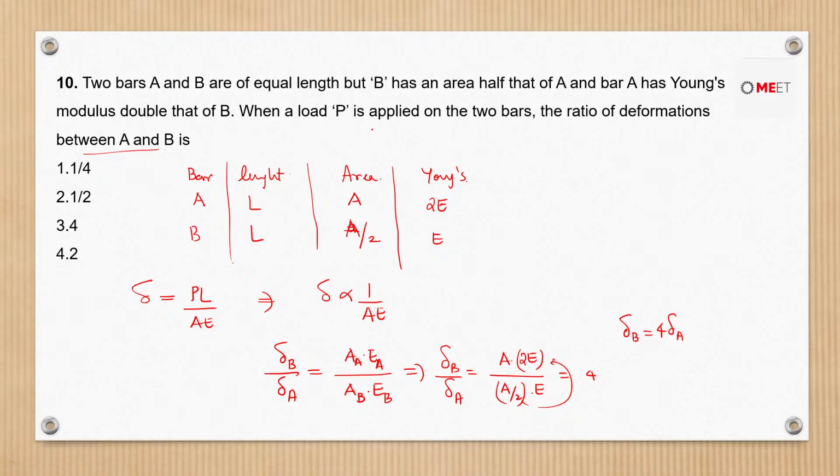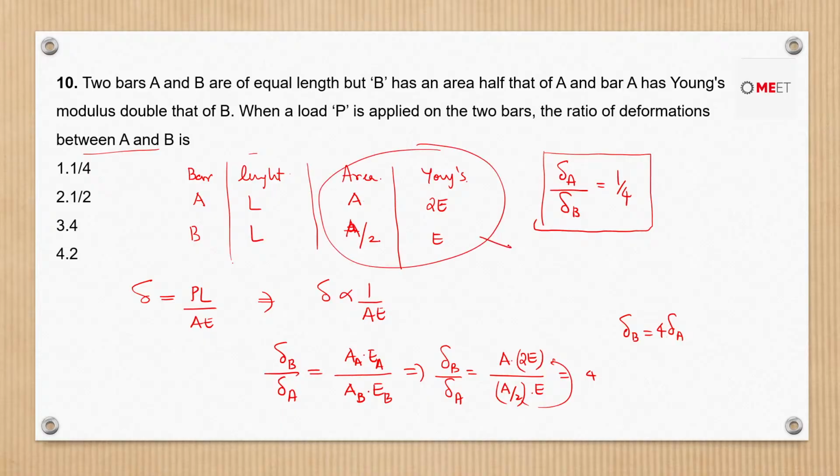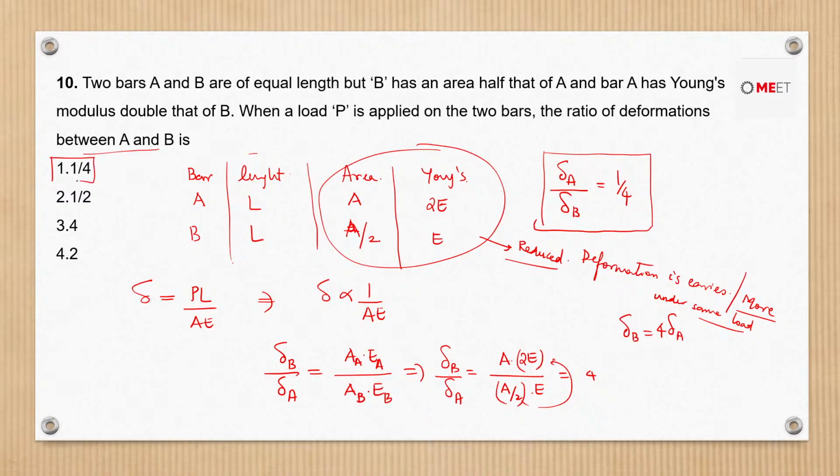The ratio of deformations between A and B, that is delta A by delta B, is equal to 1 by 4. So remember that if the area and Young's modulus are reduced, deformation is easier, or it will be more under the same load. So for this question, option 1 is the answer.